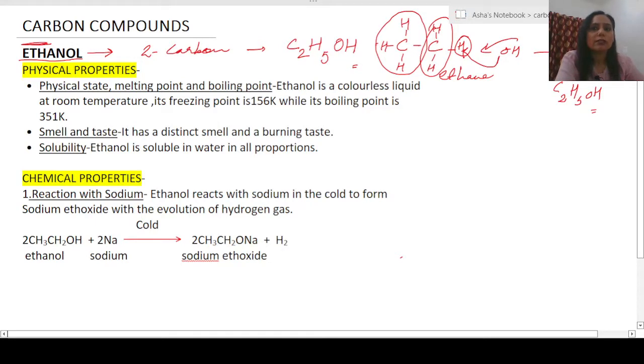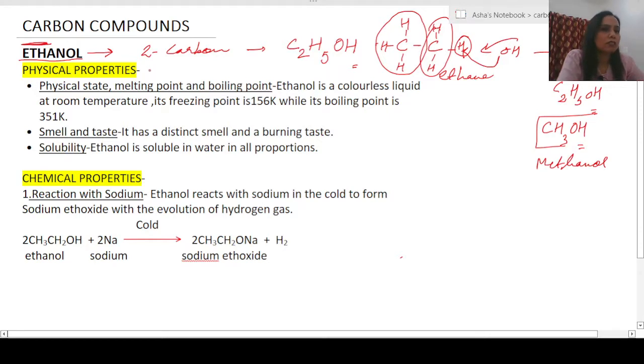So it is basically the second member of the alcohol series. The first one will be methanol. Methanol is a 1 carbon containing compound, so it is CH3OH. It is obtained from methane, so this is the methanol formula. So after methanol we will have ethanol, which will be obtained from ethane like this. Now we will first see its physical properties.